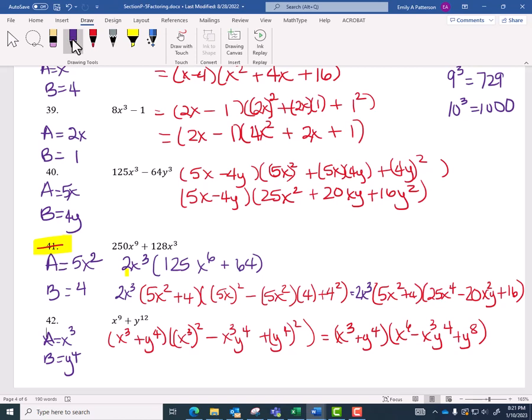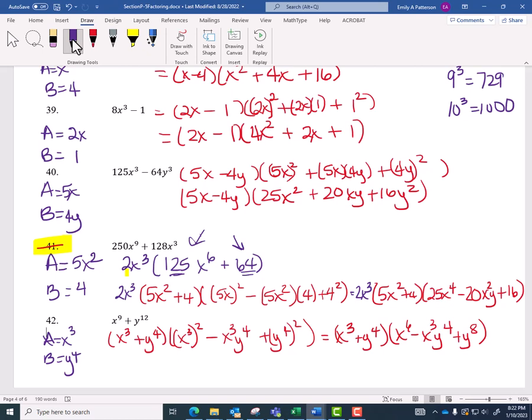So when I'm looking at the values that I'm choosing for a and b, it has to be from what remains here in the parentheses. So the a is not going to be the cube root of 250, it's going to be the cube root of 125. Same thing for b. It's not going to be the cube root of 128, it's going to be the cube root of 64. So that creates what my a and my b are.